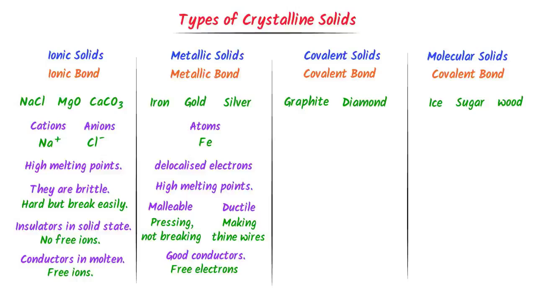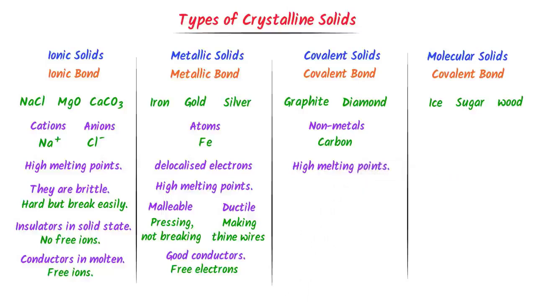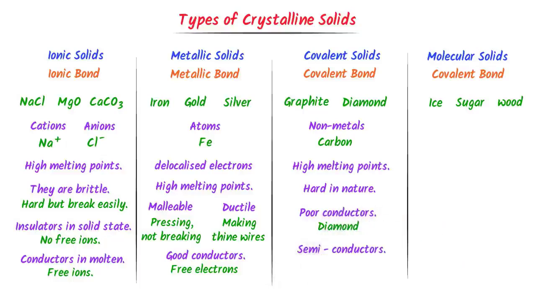On the other hand, we know that covalent solids are made up of nonmetals like carbon atoms. Secondly, they have high melting points. Thirdly, they are hard in nature like the pencil we use. Fourthly, they are poor conductors or semiconductors of electricity. For example, diamond is a poor conductor of electricity, while graphite is a semiconductor of electricity.